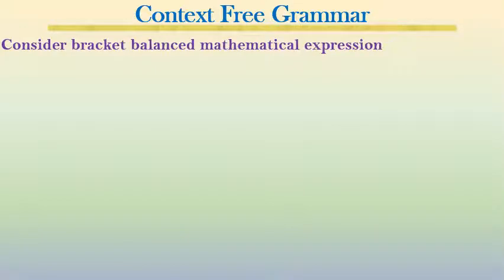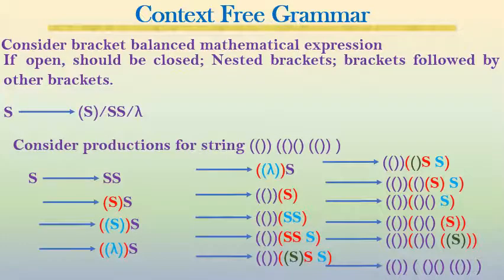Now consider bracket balanced mathematical expressions. The previous expressions that we judged, one was just for the plus operator and another was the combination of plus, minus, multiplication and division. But now we are going to introduce bracket balanced. It means an expression in which there are parentheses and brackets, and they should be in balance in order to validate that expression. Here's the principle: if a bracket opens, that should be closed, nested brackets, and brackets followed by other brackets. So these are basically the three things that we should keep in account.